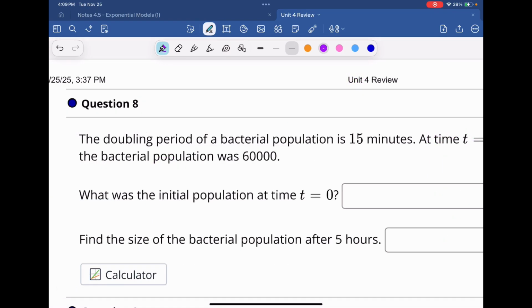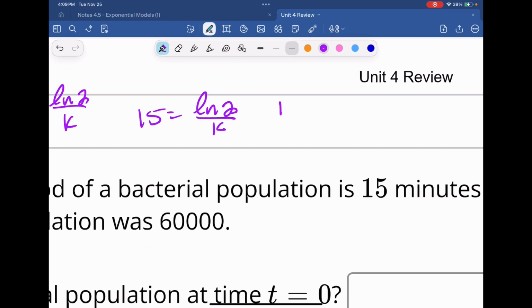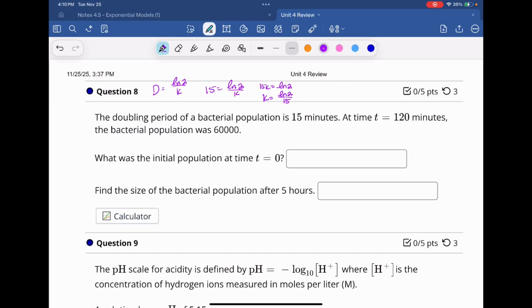Okay, this one's asking about doubling bacteria. And doubling is the positive ln of 2 over k. And we know that it is 15 minutes. Which means 15k equals the ln of 2. So k equals ln of 2 over 15. So at time 120, bacterial population was 60,000. What was the initial population?